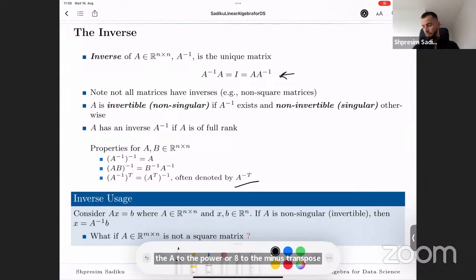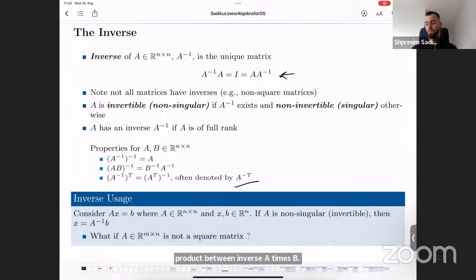Okay, so I already wrote here when we use the inverse. If we have the system of equations Ax equals b, where A is a matrix in R^(n×n), and x and b are in R^n, and if A is non-singular or invertible, then x is equal to the product of the inverse of A times b.